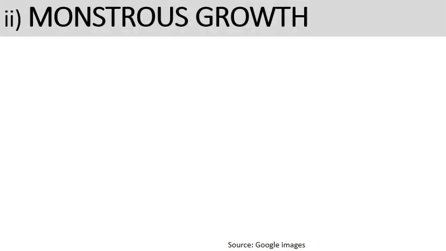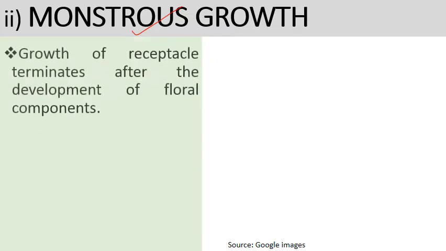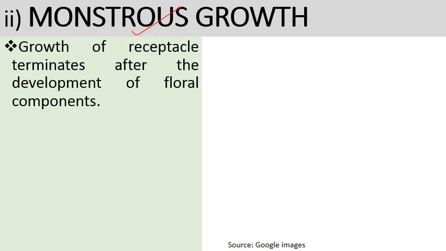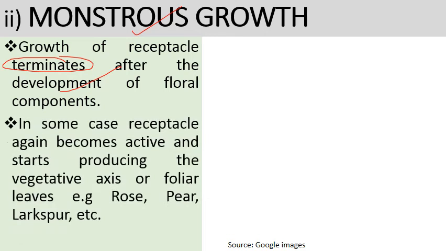Next comes monstrous growth. So growth of receptacle which terminates after the development of floral components. Jo receptacle growth hai wo stop ho jati hai jaise floral parts bante hain, but in some cases jo receptacle hai that regains its activity, it becomes active and starts producing a vegetative axis or foliar leaves above the flower, for example in case of rose, pear, larkspur.